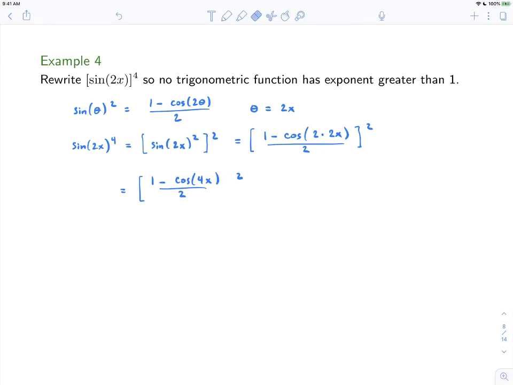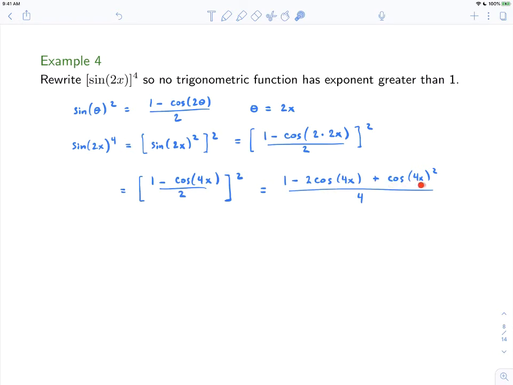Let me just fix that bracket a little bit. So we still have an exponent of 2 here. What we're going to do is just square everything inside the brackets. So this is going to be equal to 1 minus 2 times cosine of 4x plus cosine of 4x quantity squared, and all of this is divided by 2 squared, which is 4. So here we have a 1, that term's fine. Here we have a cosine of 4x. Well, that's okay too, because the exponent here is no greater than 1. In fact, it's equal to 1.